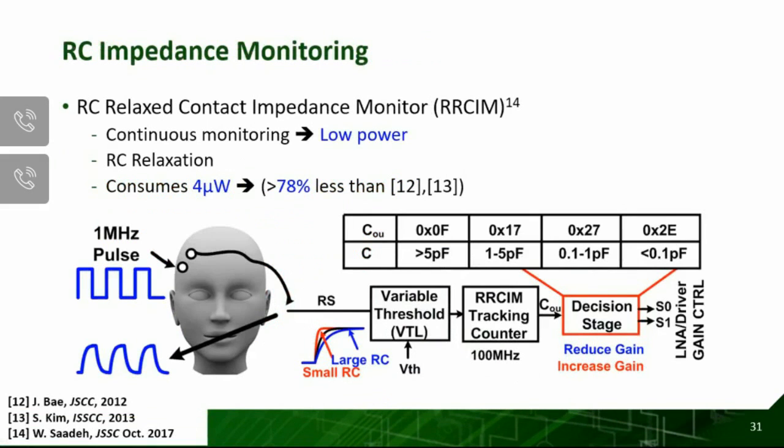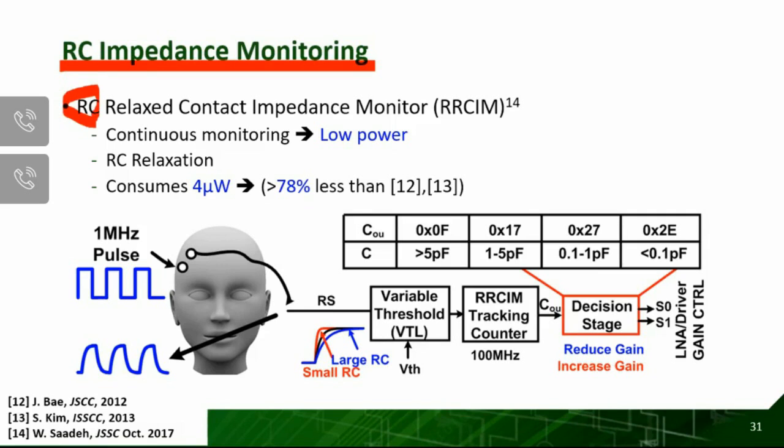But for BAN, low energy or low power operation is one of the key limitations or key goals. So noting that, we have thought, is there any way we can actually minimize the overhead of impedance monitoring power? One such solution is RC impedance monitoring, as we call it. Noting that the skin to electrode impedance will be varying, and impedance means capacitance and resistance combined, an RC time constant is formed.